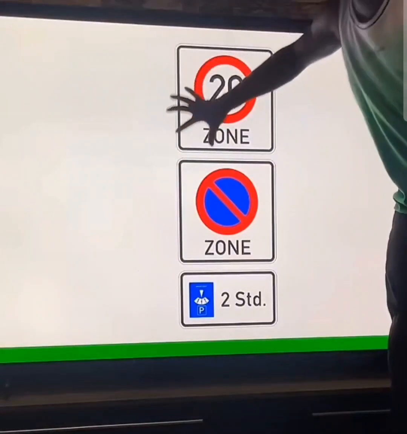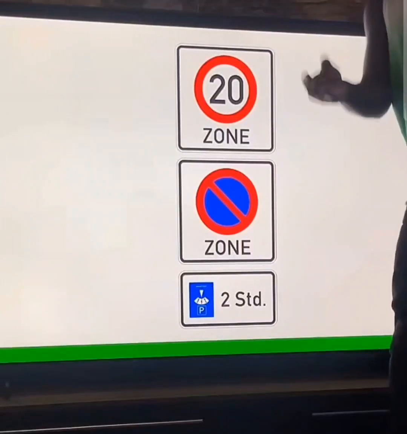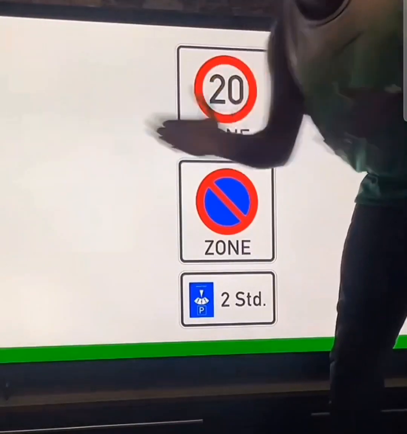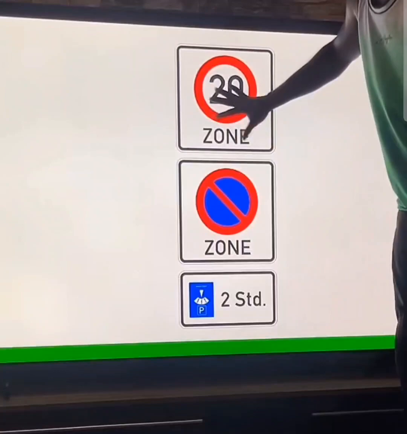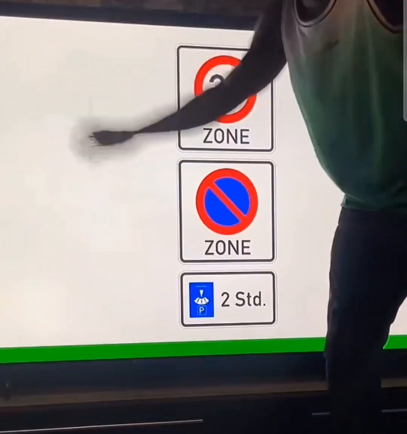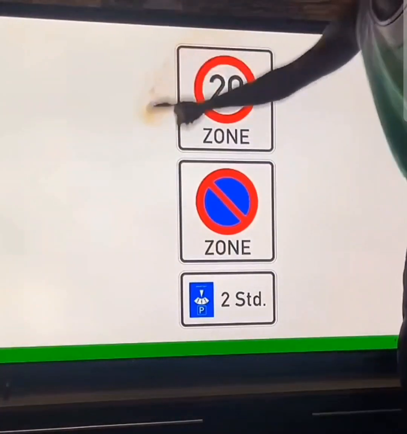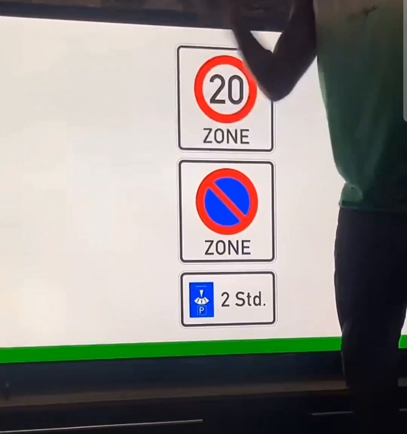So if you see a sign like this, you must understand that you cannot drive more than 20. In this street, this zone, this area, you are not allowed to drive more than 20 kilometers per hour.